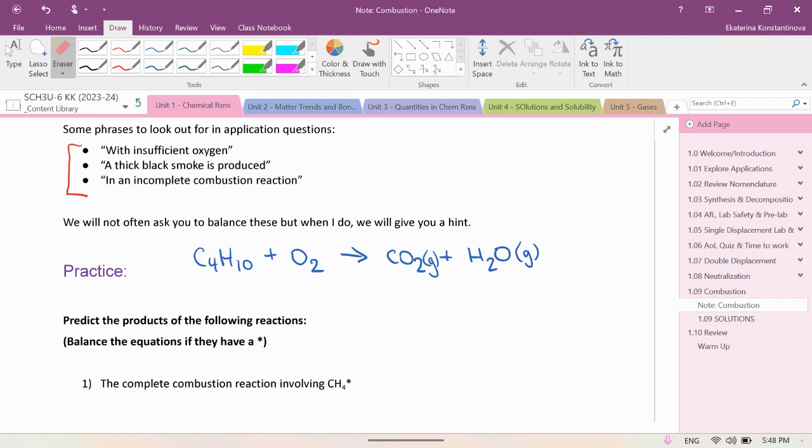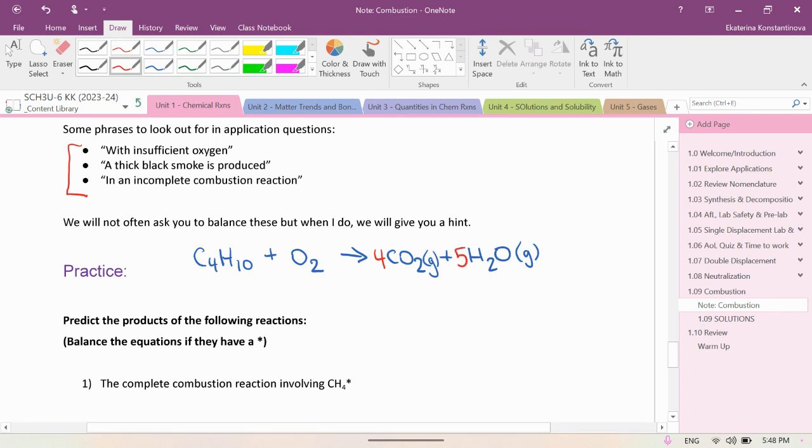Okay, so again, start with my carbons. I have 4 carbons on the left. I need 4 carbons on the right, so I'm going to put a 4 there. Then I balance my hydrogens. I have 10 hydrogens on the left, and I have 2 hydrogens on the right. So I'm going to put a coefficient of 5.